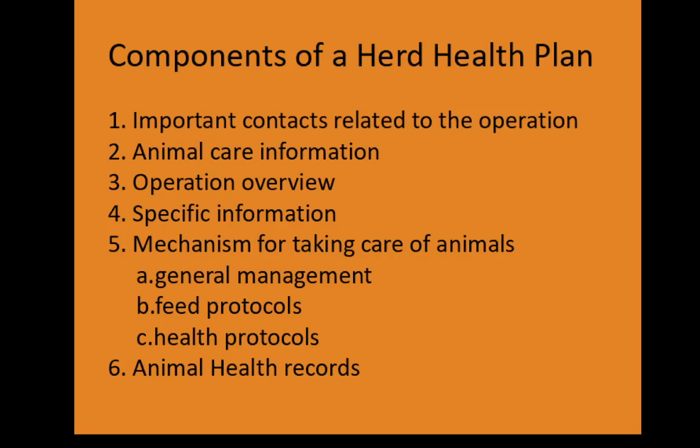Okay, next is another essential part of herd health plan, the mechanism for taking care of animals. This includes general management, feed protocols, health protocols, animal health records. Okay, so let's start with general management. Okay, this includes when to purchase animals, the weighing of animals, the start of breeding, the birthing schedule, and other practices we conduct, such as castration, dehorning, debeaking.